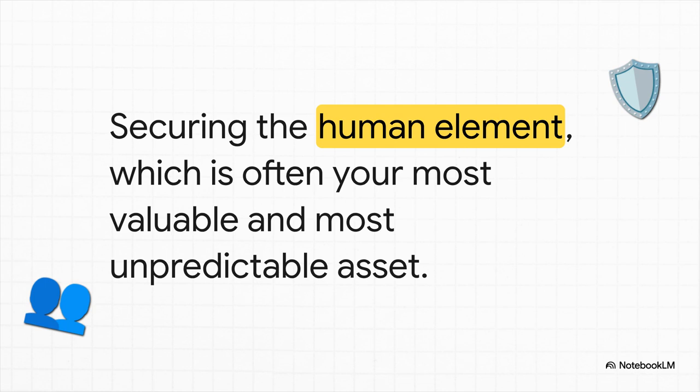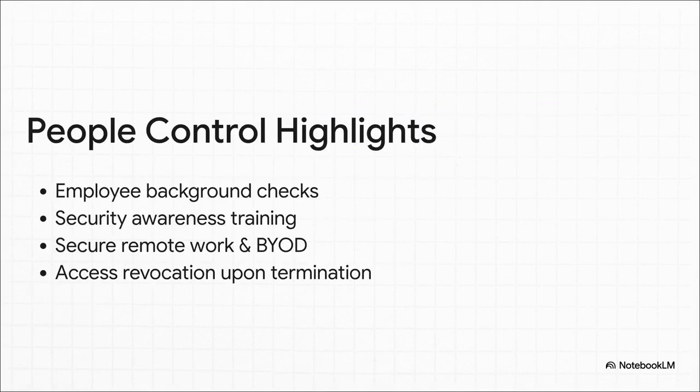Next up, we have people controls. Look, a fortress is only as strong as the people who are inside it. This theme is all about securing the human element, which is often your most valuable and, let's be honest, most unpredictable asset. So what does this mean in practice? It means doing things like background checks when you hire people, running continuous security awareness training, and having really clear policies for remote work. And this is a big one. It also means having a bulletproof process for revoking all access the second an employee leaves the company.